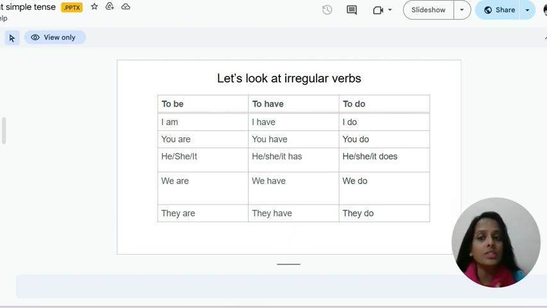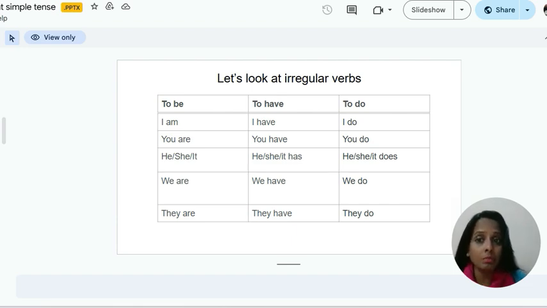So when we want to say something about who we are, where we are, or how we feel, we use the verb to be. Let's look at each one. Here, under to be, we have a variety of words. I am, you are, he, she, or it is, we are, they are.